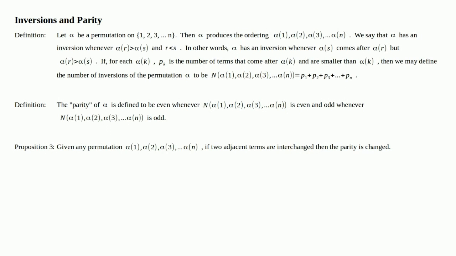I know the definition of the inversion is a little weird, but make sure you're comfortable with those. But on to Proposition 3, which states that given any permutation alpha 1, alpha 2, all the way to alpha n, if two adjacent terms are interchanged, then the parity is interchanged. Here comes that proof.